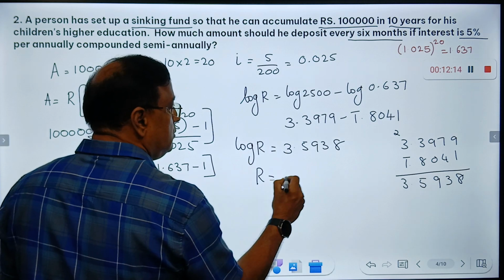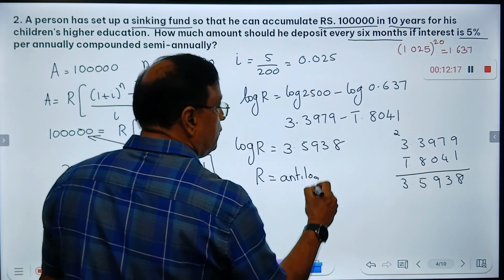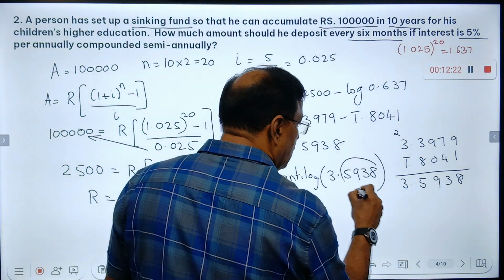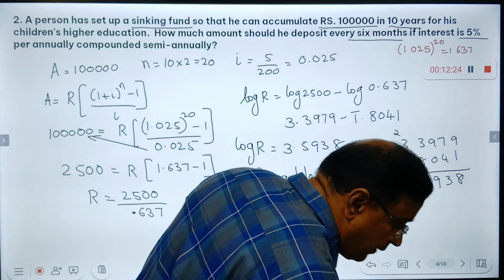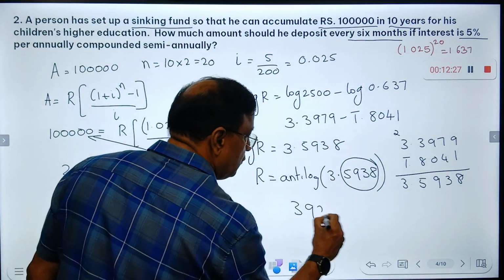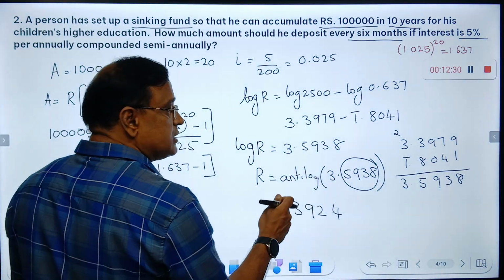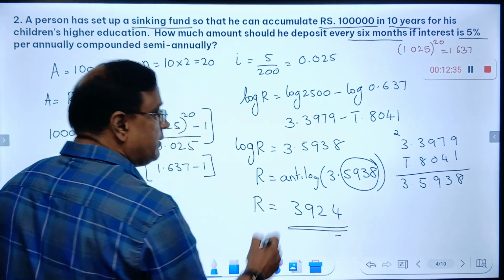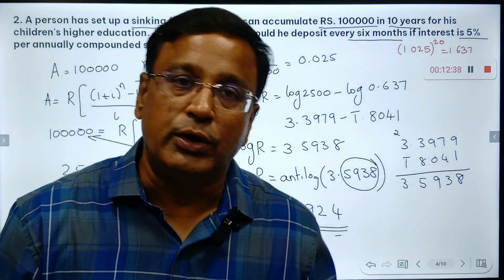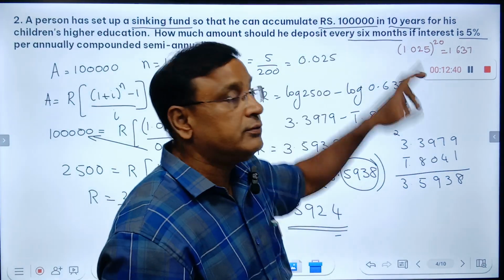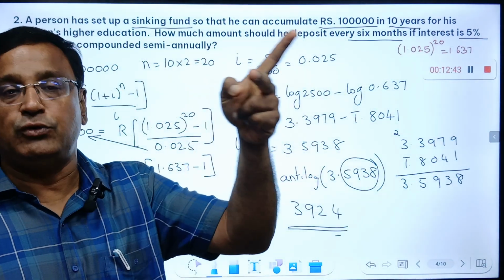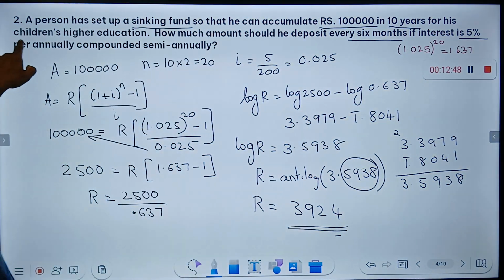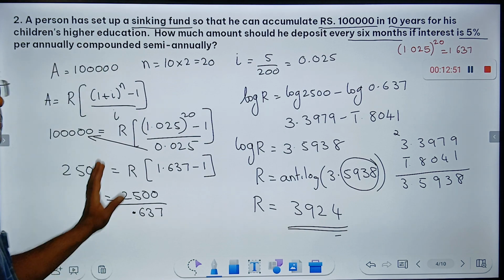So what is R equal to? Anti-log of 3.5938. Now look at the anti-log of 5938. The anti-log of 5938 is 3924. Since it is 3, it has to be 4 decimal places. So 1, 2, 3, 4. So this is your R. So every six months you have to pay 3,924, for how long? For 10 years, semi-annually. That means 20 times you have to pay, so that you get 1 lakh rupees to repay for your children's higher education. I hope this is clear.